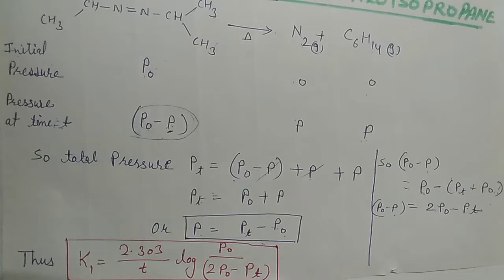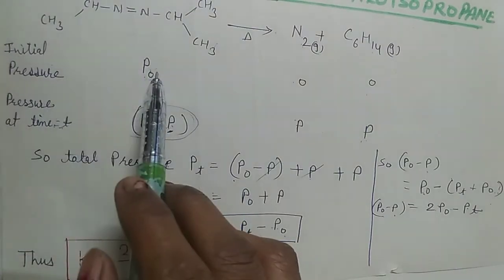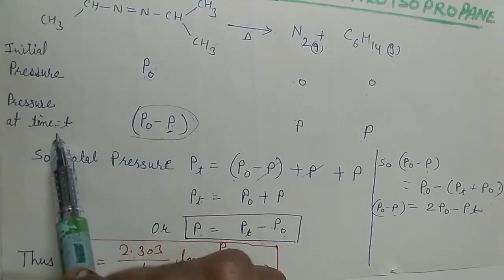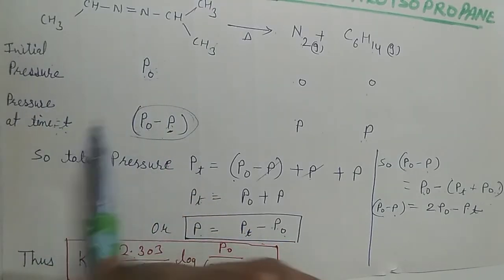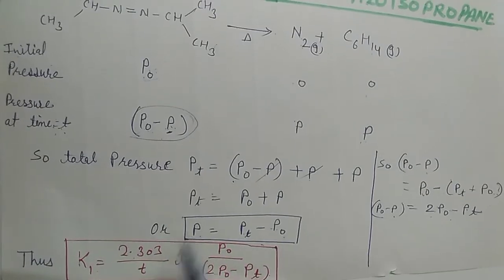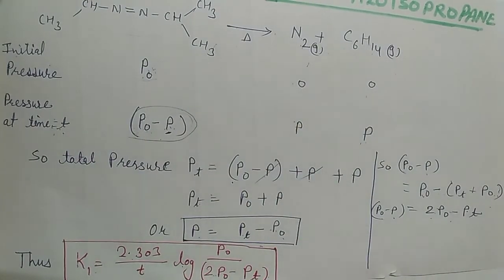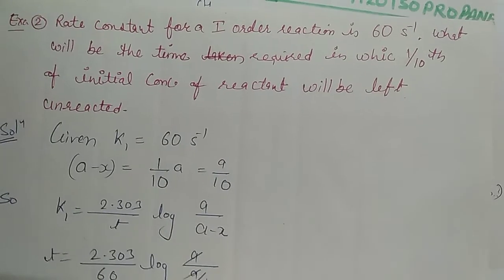Okay. Thus, the first order reaction becomes K1 is equal to 2.303 upon T log a. The initial concentration is replaced by the initial pressure P0, and the concentration at time T is replaced by the pressure at time T, meaning P0 minus P, and the value of P0 minus P is equal to 2P0 minus Pt. So it is replaced by 2P0 minus Pt. It is the first order reaction for the thermal decomposition of azo-isopropane.